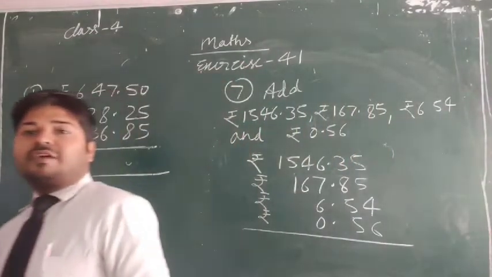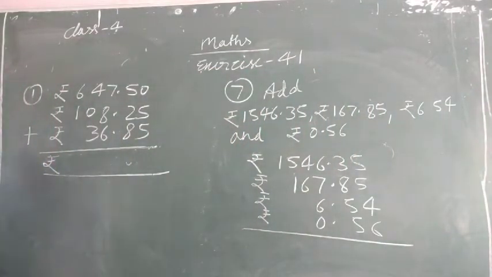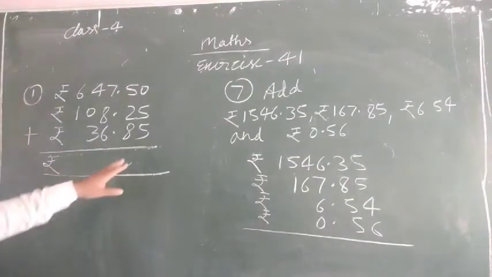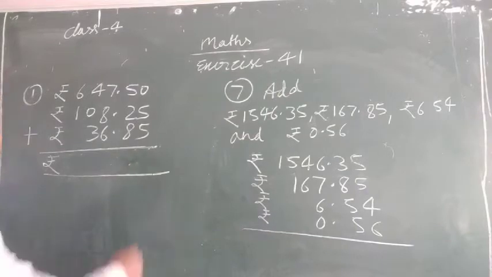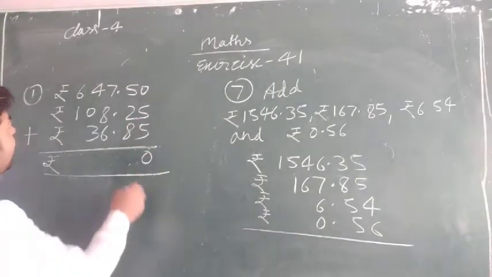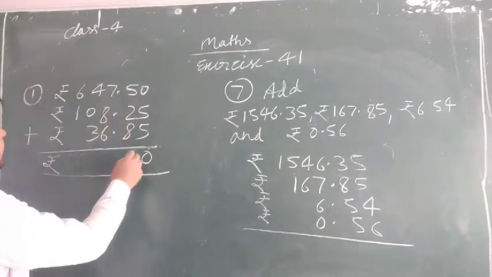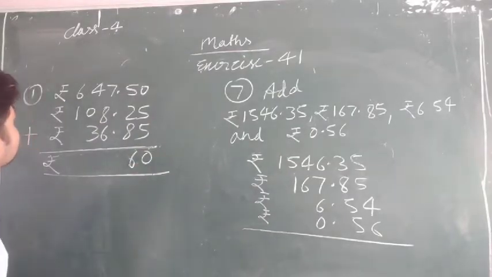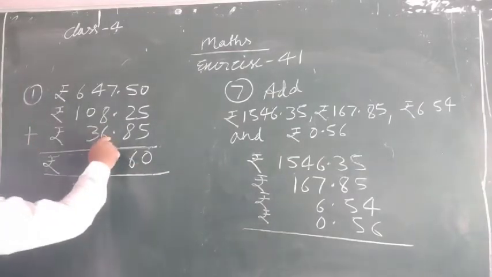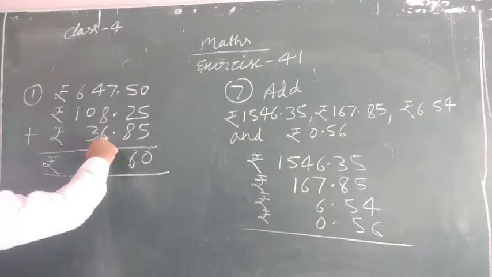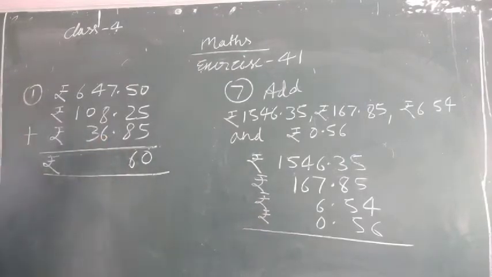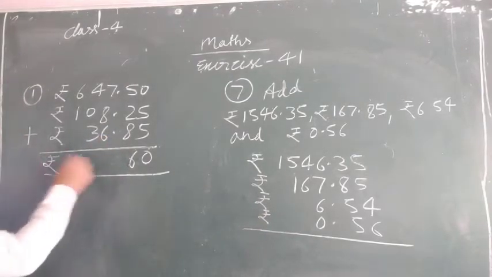What is the first question of exercise 41? The first question is this: add the following amounts. Firstly you have to add these numbers: 5, 5, 10, 8 to 10, 5, 15, 1, 16, 8, 6, 14, 7, 21 and 22.